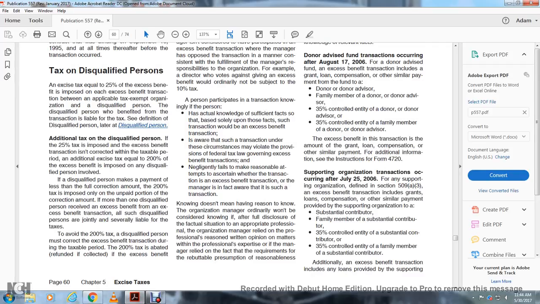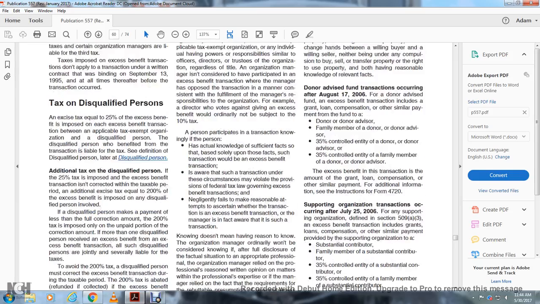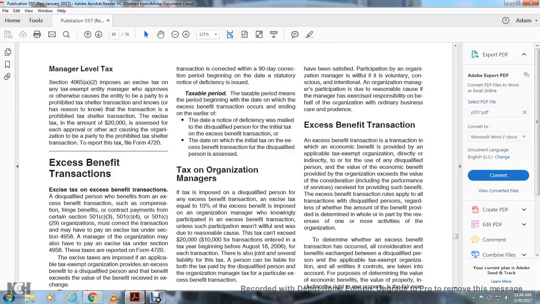The organization manager ordinarily won't be considered knowing if, after full disclosure of the actual situation to an appropriate professional, the organization manager relied on the professional's reasoned opinion, within the professional's expertise, or relied on the fact that the requirements for the rebuttable presumption of reasonableness have been satisfied. Participation by an organization manager is willful if it is voluntary, conscious, and intentional. Participation is due to reasonable cause if the manager has exercised responsibility on behalf of the organization with ordinary business care and prudence.